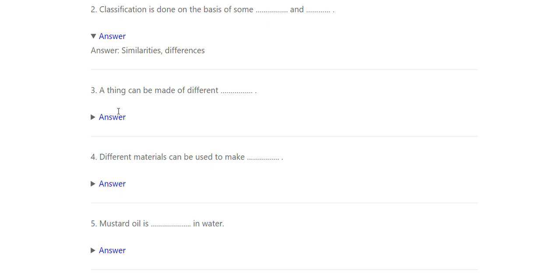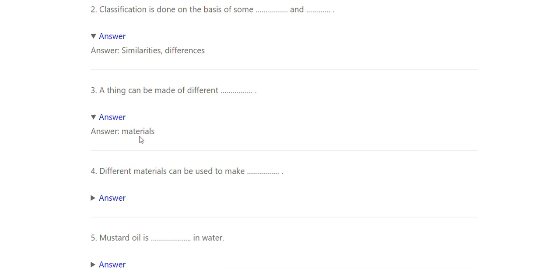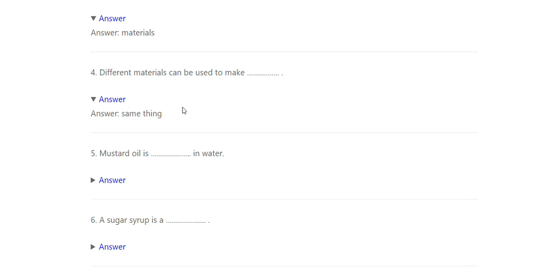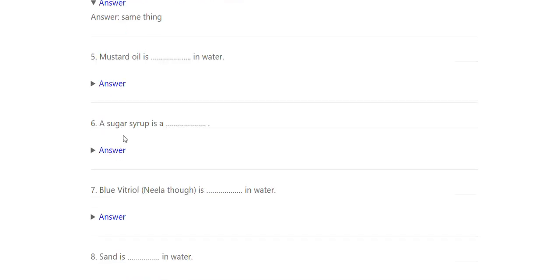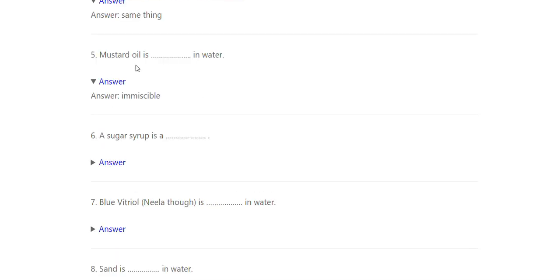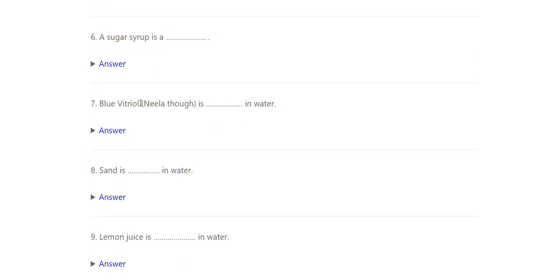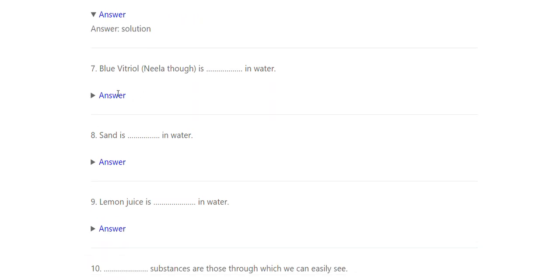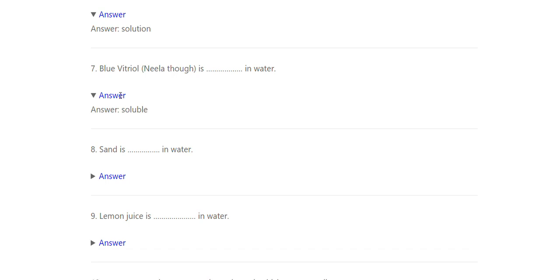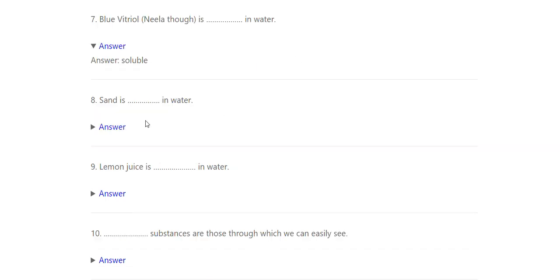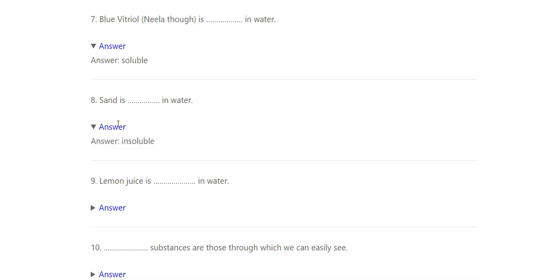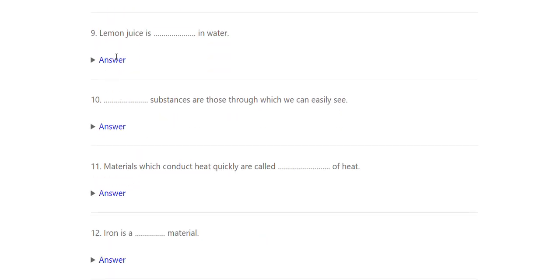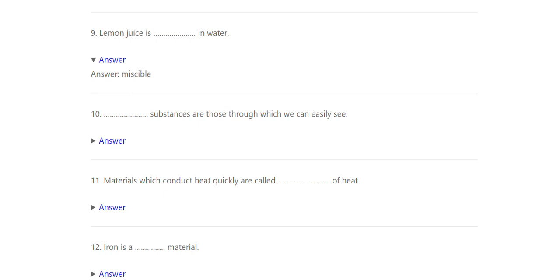A thing can be made of different materials. Different materials can be used to make the same thing. Mustard oil is immiscible in water. Sugar syrup is a solution. Blue vitriol is soluble in water. Sand is insoluble in water. Lemon juice is miscible in water.